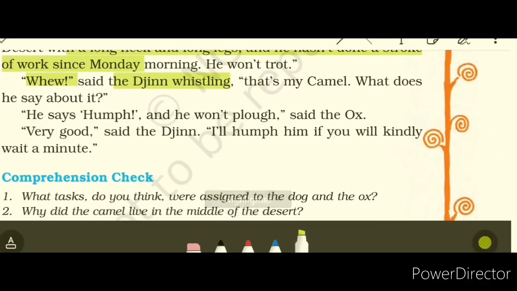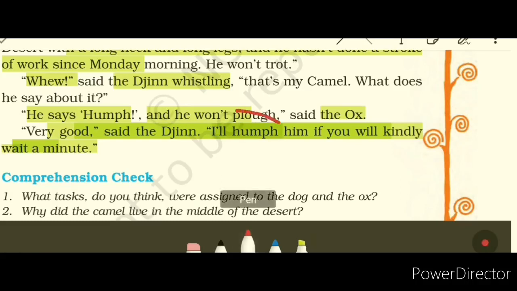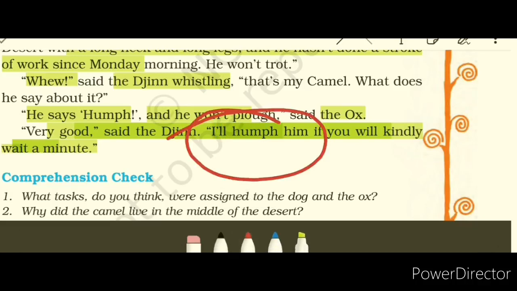He says humph, and he won't plow, said the ox. So, the ox reported, he keeps saying humph. He does not want to work. He doesn't want to plow. Very good, said the jinn. I'll humph him if you will kindly wait a minute. So the jinn says, now if he does not want to work, I will humph him. So there is a clue, class, about what is about to happen. Something interesting is unfolding now.